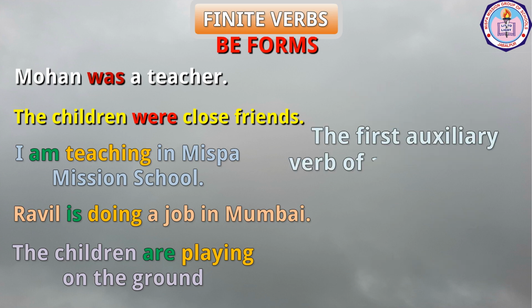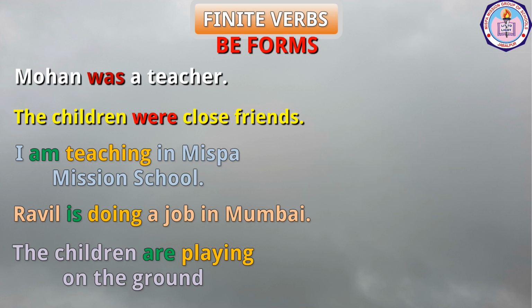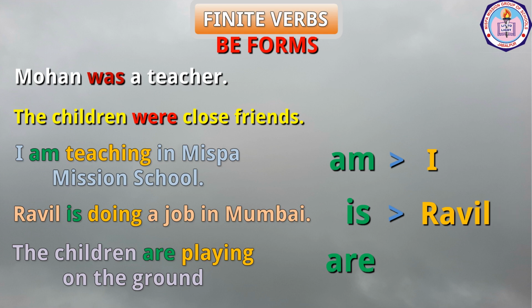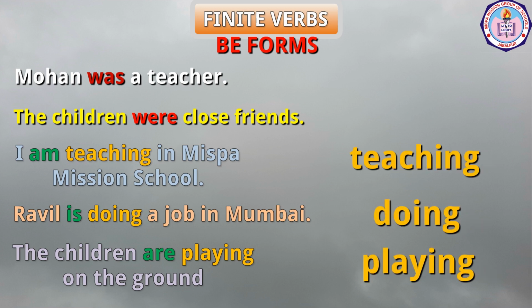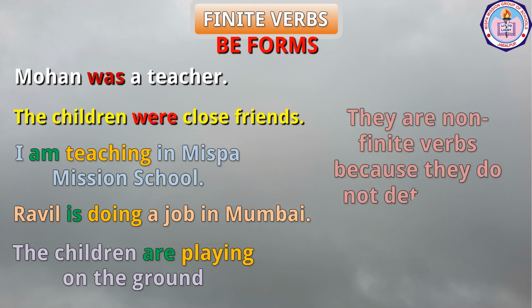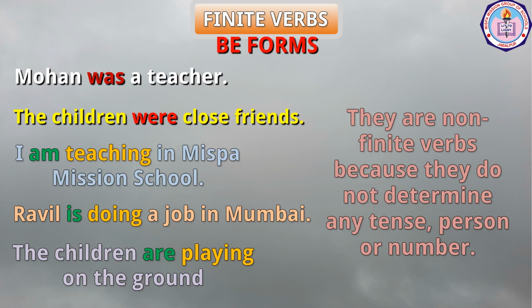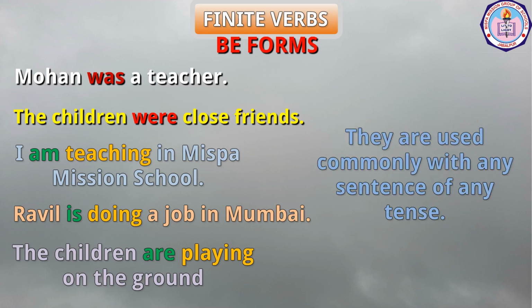The first auxiliary verb of a phrasal verb is the finite verb of a sentence because the finite verbs am, is, and are agree with their subjects I, Ravil, and the children. They are in different forms as per the person and number of the subjects. The verbs teaching, doing, and playing are the main verbs in these sentences, but they are non-finite verbs because they do not determine any tense, person, or number. They are used commonly with any sentence of any tense.